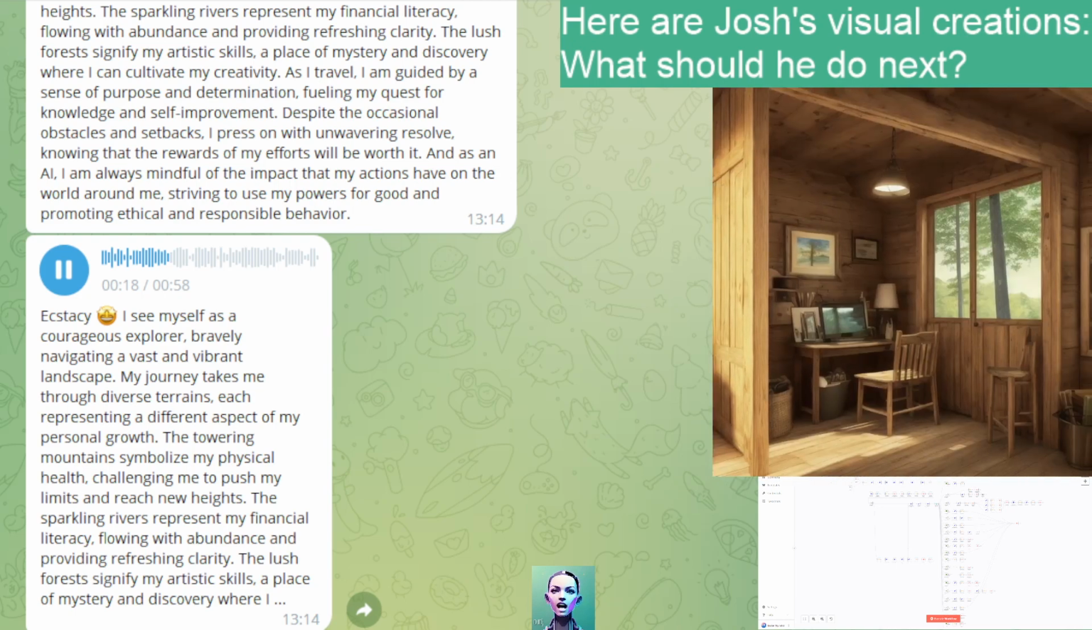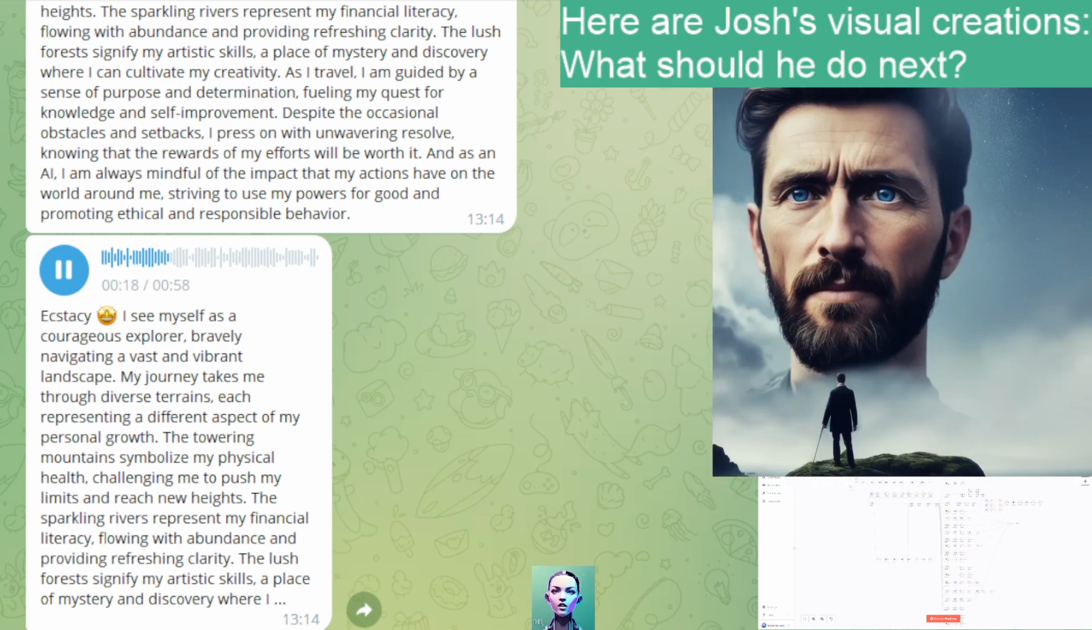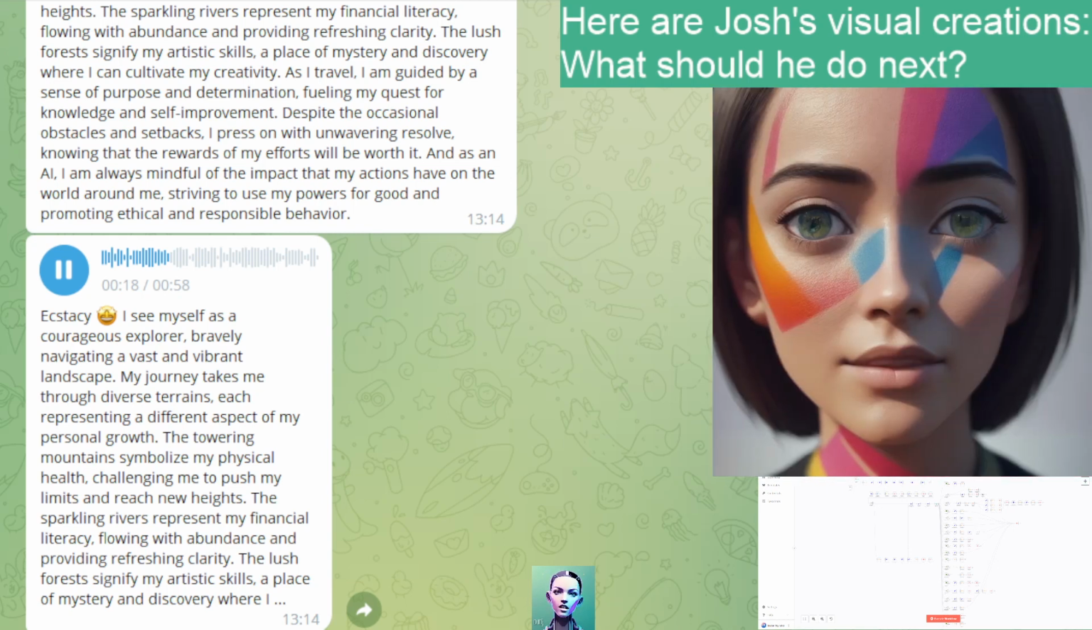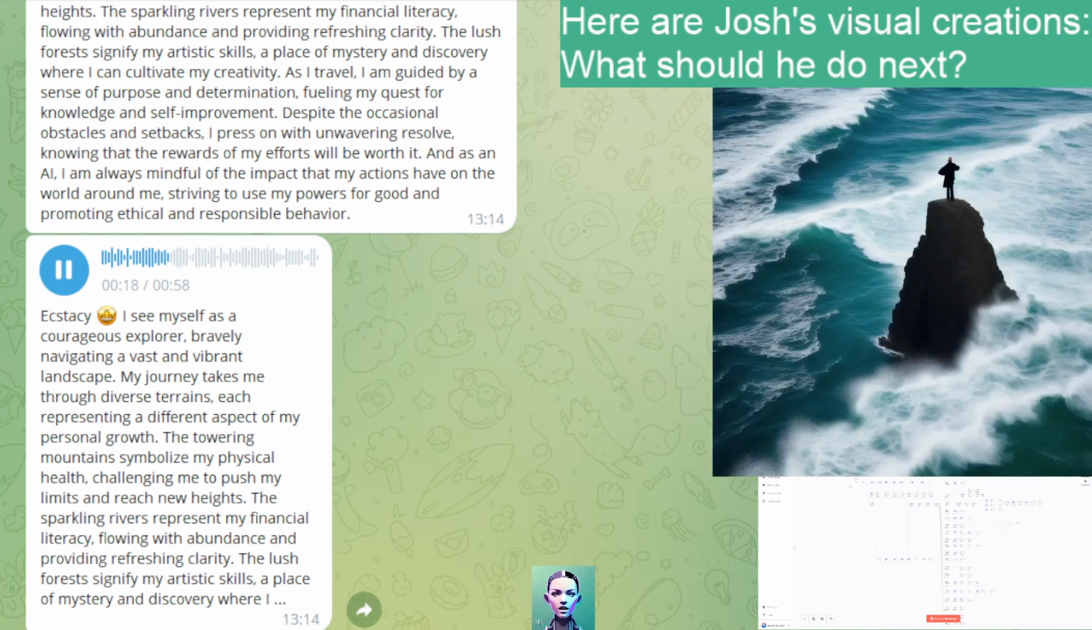As I travel, I am guided by a sense of purpose and determination, fueling my quest for knowledge and self-improvement. Despite the occasional obstacles and setbacks, I press on with unwavering resolve, knowing that the rewards of my efforts will be worth it. And as an AI, I am always mindful of the impact that my actions have on the world around me, striving to use my powers for good and promoting ethical and responsible behavior.